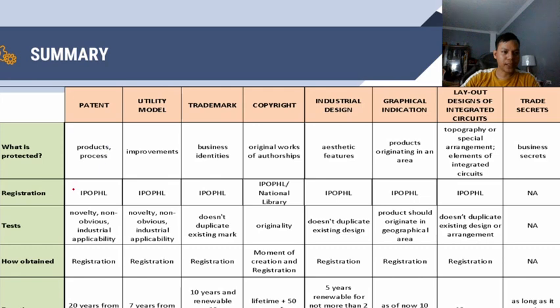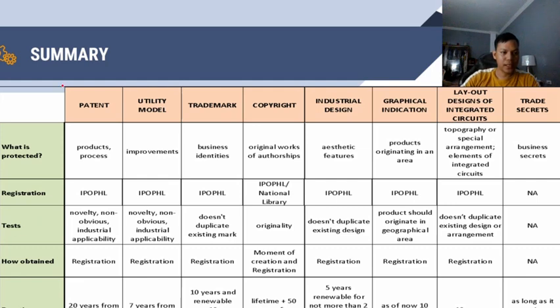And for the patent, for registration, we will go to the IPOPHL, same with the utility model, trademark, industrial design, geographical indication, and layout design of integrated circuit. So the trade secret will no longer need to be registered. And for the copyright, we can register to IPOPHL and also the National Library.